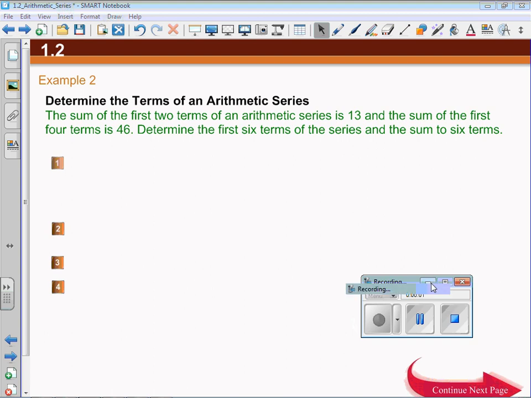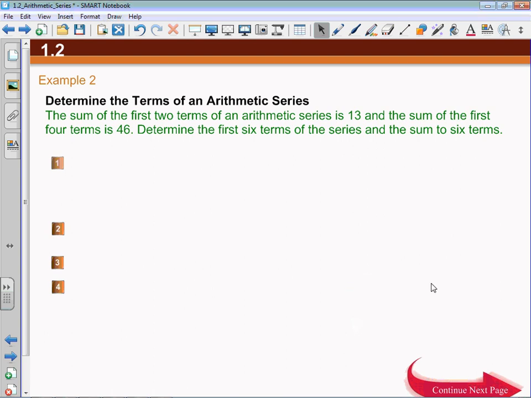Example 2 and 1.2 is a really fun question. Maybe you're not going to agree with me, but that's okay. It gives us some information. It says that the sum of the first two terms is 13, and the sum of the first four terms is 46. Then it wants to know term 1 through 6, and the sum of those 6 terms.